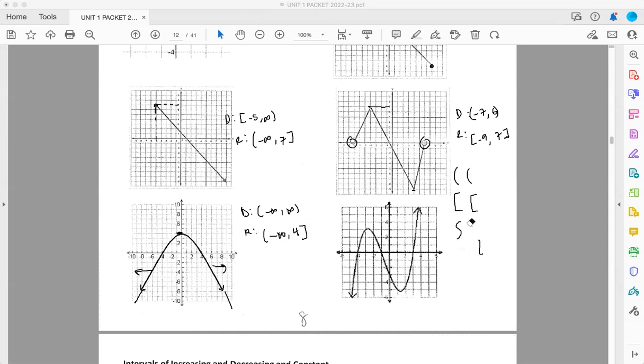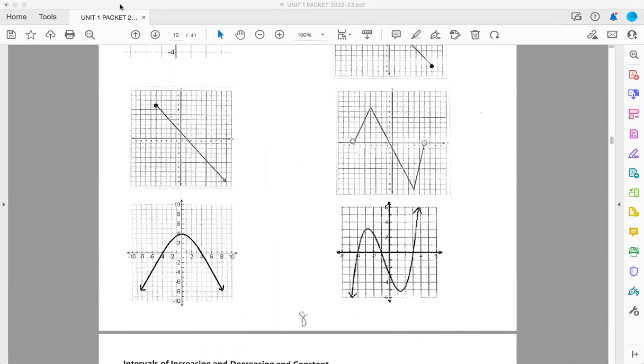And lastly, on page 8, we're doing this graph here. Notice that if you go to the left, you have a graph, so from negative infinity, and if you go all the way to the right, you also have a graph. So the domain is from negative infinity to infinity. And for the range, the graph goes all the way down and all the way up, so it's also negative infinity, comma, infinity. If you have questions about this, please ask in class.